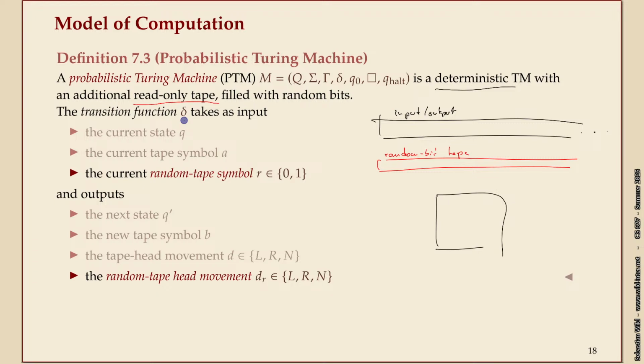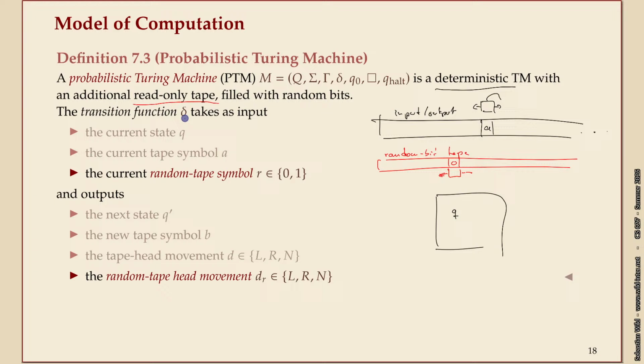The input now is not just a state and the current position. I didn't finish drawing the read-write heads, I guess. So there's the read-write head here. I can move left and right. And there's the random bit head, but this can only read things. So it's not a read-write head, it's just a read head.